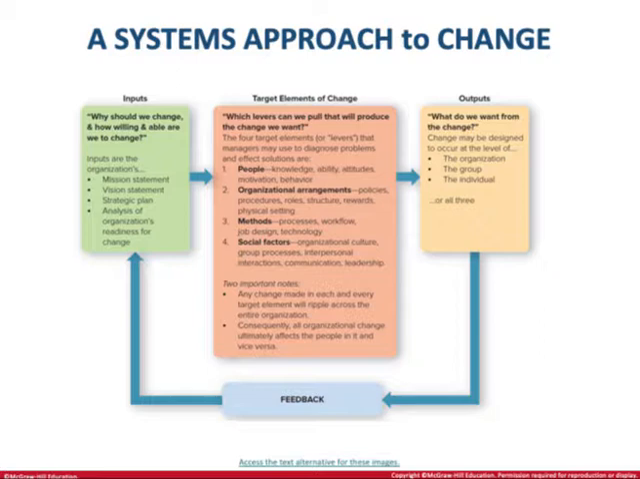The second part of the systems model is target elements of change. This represents 4 target elements of change, which are people, organizational arrangements, methods, and social factors. It is important to note that any change made will affect the entire organization, and that all changes affect the people in the organization and vice versa. And the third part is outputs. Asking the question, what results do we want from the change? Output represents the desired goals of the change. What do we want to happen if we do X? This change or output should be in line with the organization's strategic plan.